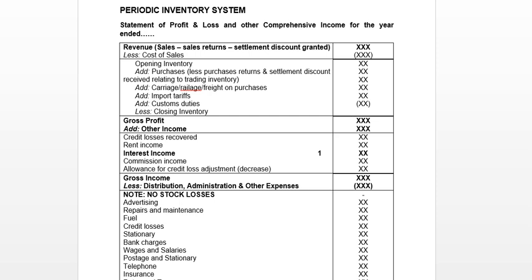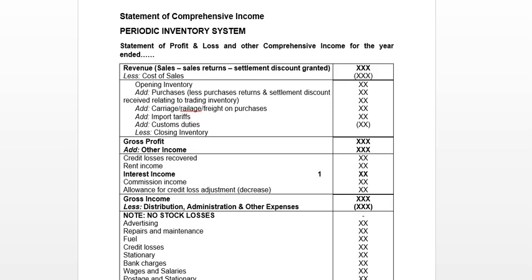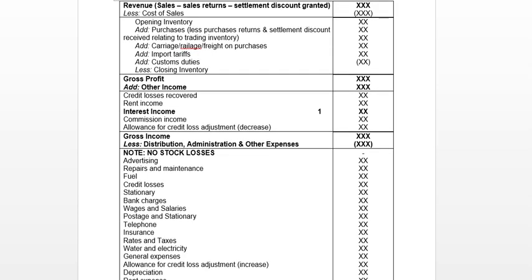So if you look at our statement of profit and loss and other comprehensive income using the periodic inventory system, we begin with our revenue. Revenue remains the same: sales less sales returns less settlement discount granted. But now we've got a cost of sales, and cost of sales consists of these components. To determine your cost of sales, you're going to take your opening inventory balance and add your purchases.